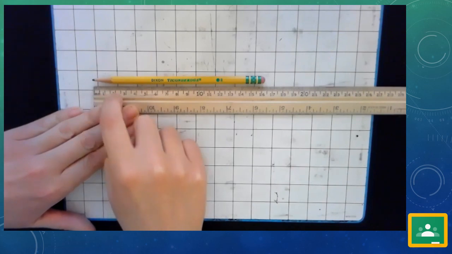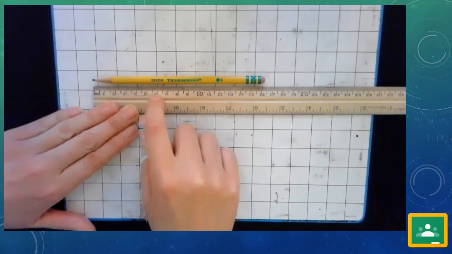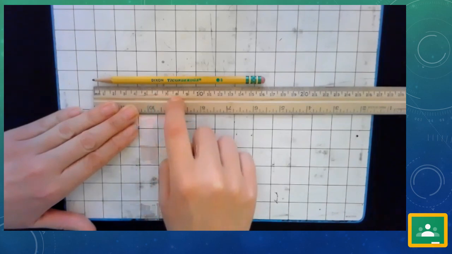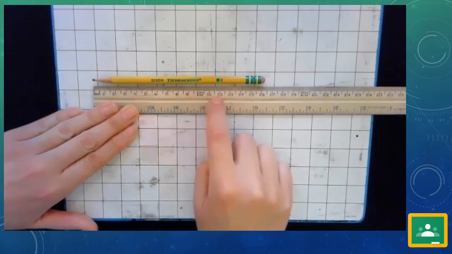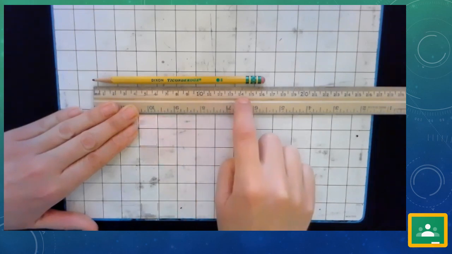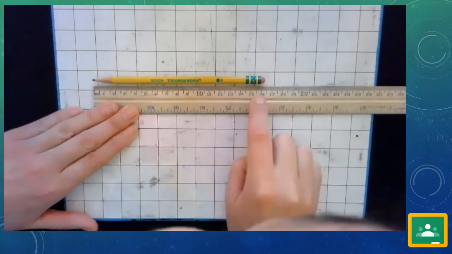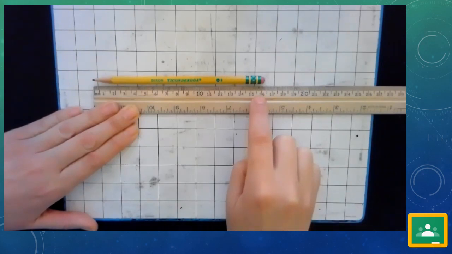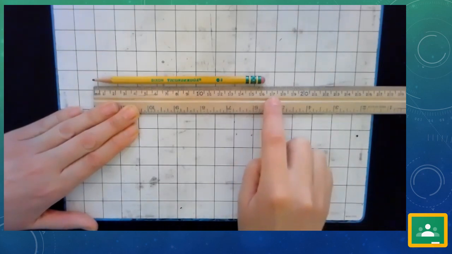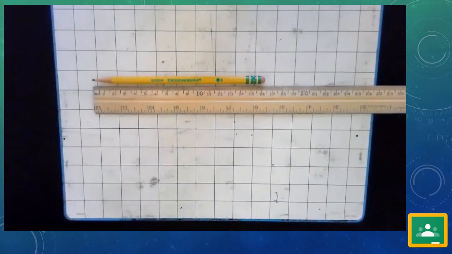1, 2, 3, 4, 5, 6, 7, 8, 9, 10, 11, 12, 13, 14, 15, and I'm going to say this is 16 because the eraser is closer to the 16th centimeter and it's farther from the 17th centimeter. So this pencil is about 16 centimeters in length.